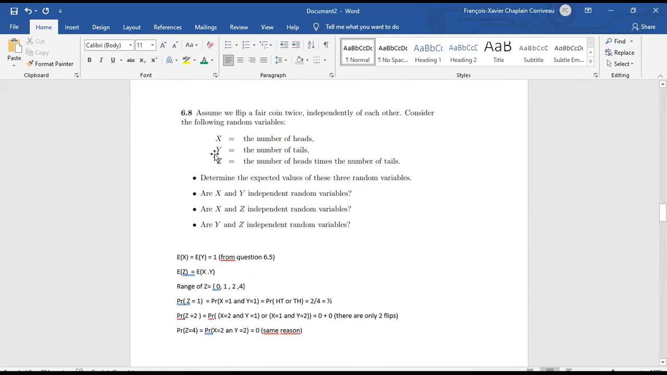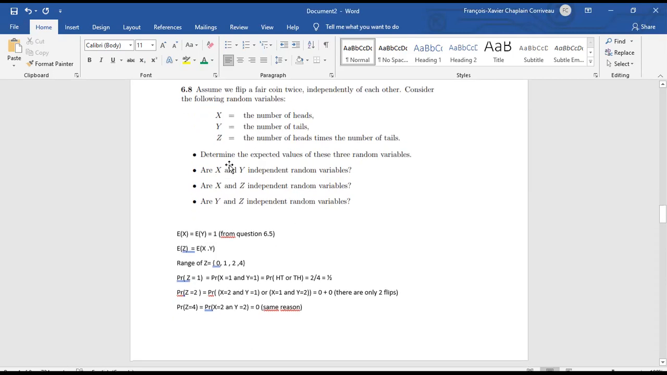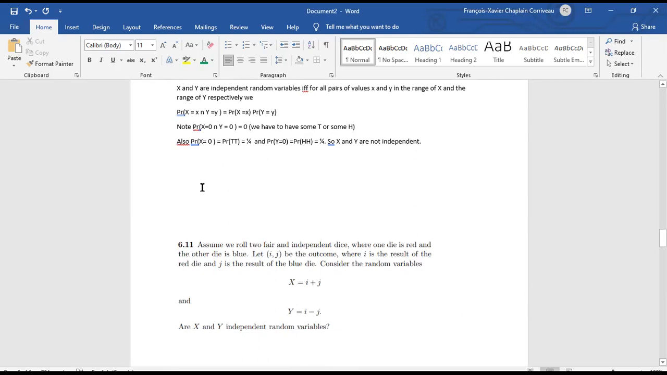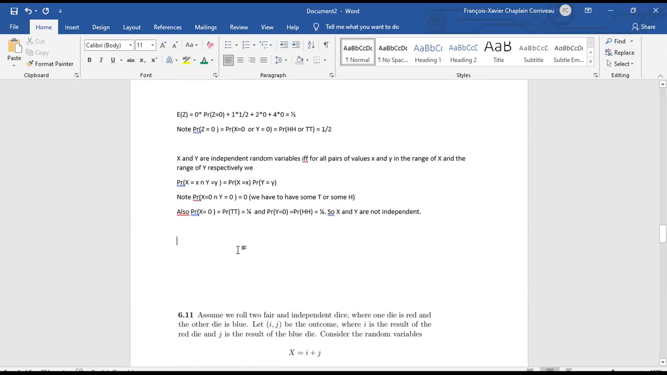Because y is equal to 2 minus x. If x is the number of heads, then 2 minus x is the number of tails. So z is equal to x times 2 minus x, which is just a function of x. And then you might be tempted: oh, z is a function of x, therefore they're not independent. Again, the safest thing to say is to check the equalities, and maybe the equalities just work.